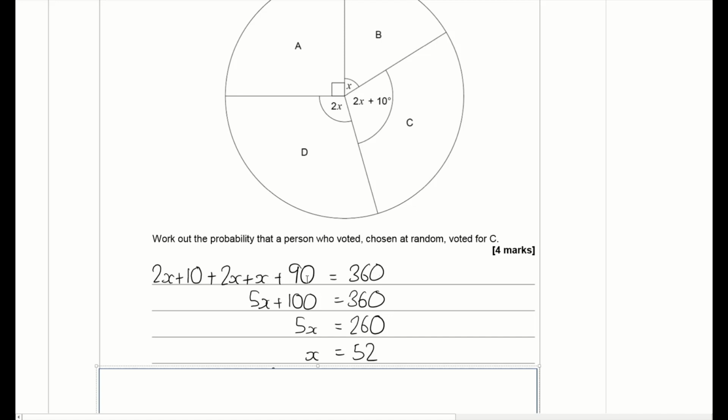Collect the terms on the left hand side. 2x plus 2x plus x is 5x. 10 add 90 is 100. Subtract the 100 from both sides. 5x will equal 260 and divide by 5.